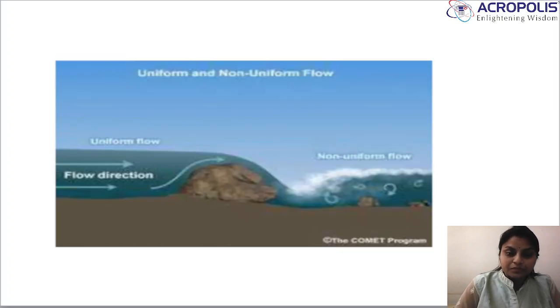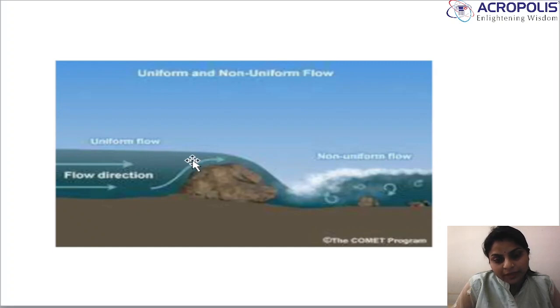What does it mean? Here you can see this diagram. Here is the bottom line. Here the flow is taking place. This is the flow direction. You can see this type of flow where the depth is not changing. Throughout the length of the section, the depth remains constant in case of uniform flow, or the fluid properties remain constant. But in case of non-uniform flow, the depth is changing abruptly or the depth is changing gradually.